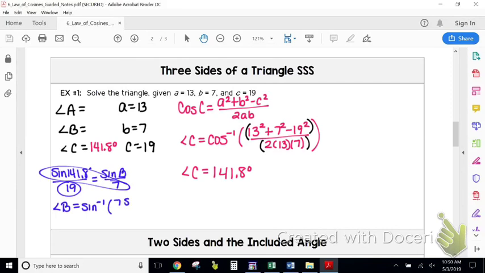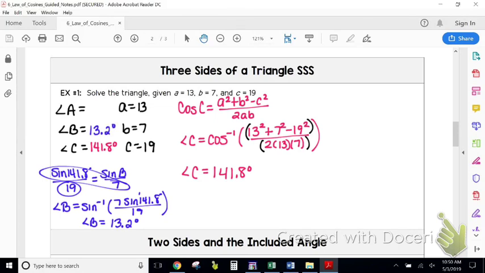Of the 7 times sine of 141.8 over 19. Alright, so when you do this, you should get about 13.2 degrees.